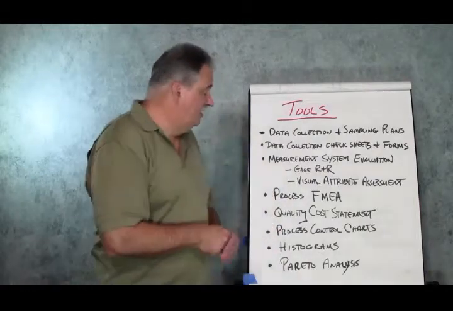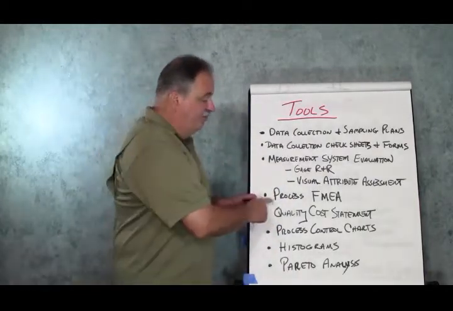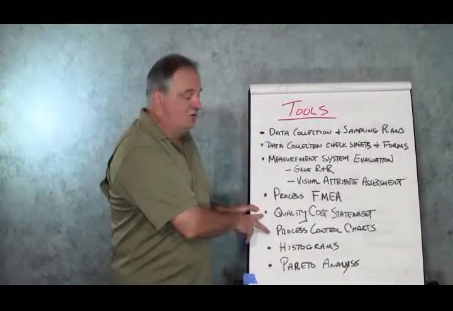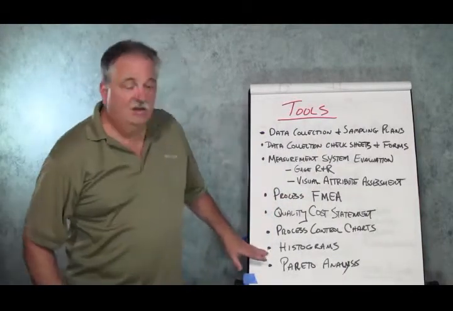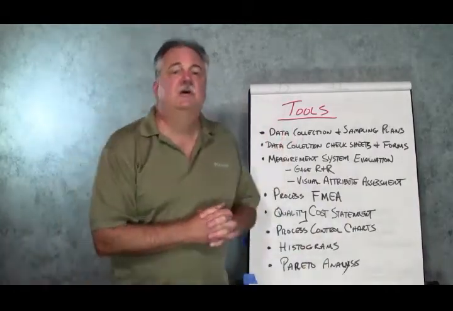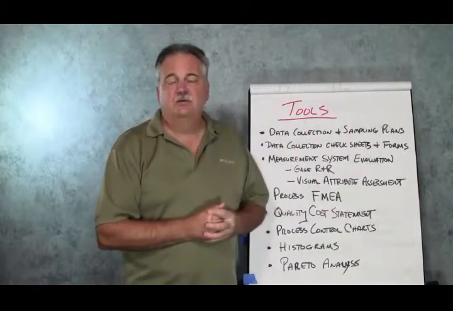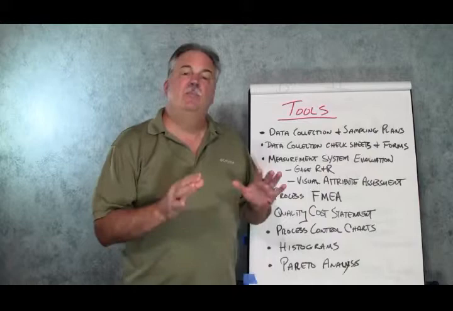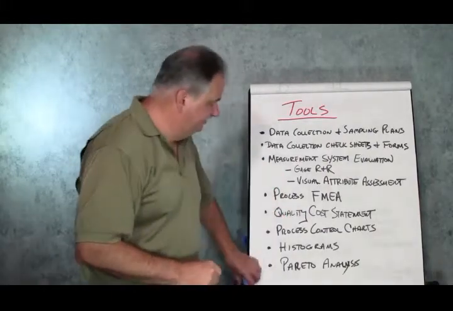Which means if I look at it or you look at it, we both come up with the exact same conclusions. All right. Some other things: process FMEA, failure mode effects analysis, control charts, quality cost statements, histograms, Pareto, so we get some graphic pictures and representations of what our data actually looks like. This is all part of establishing that baseline of performance before we make any improvements.